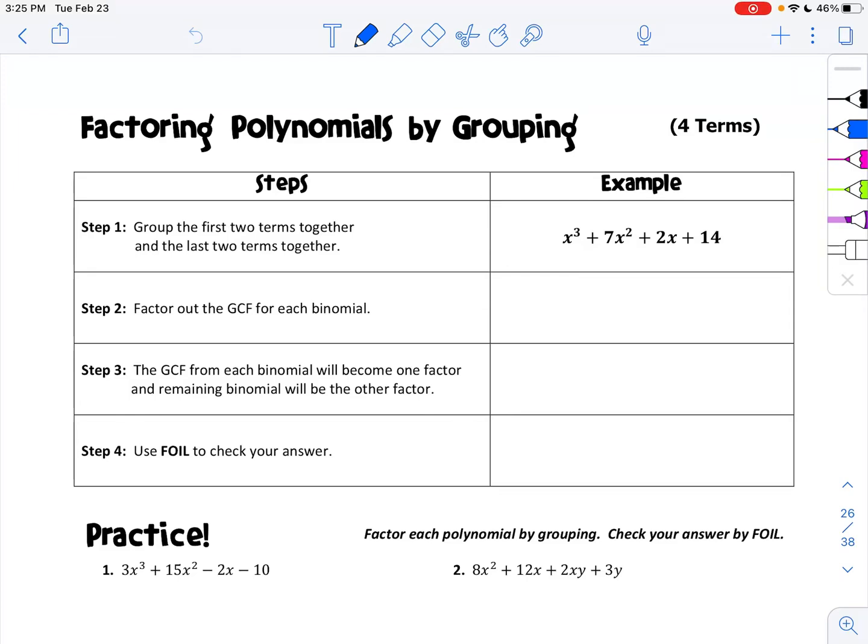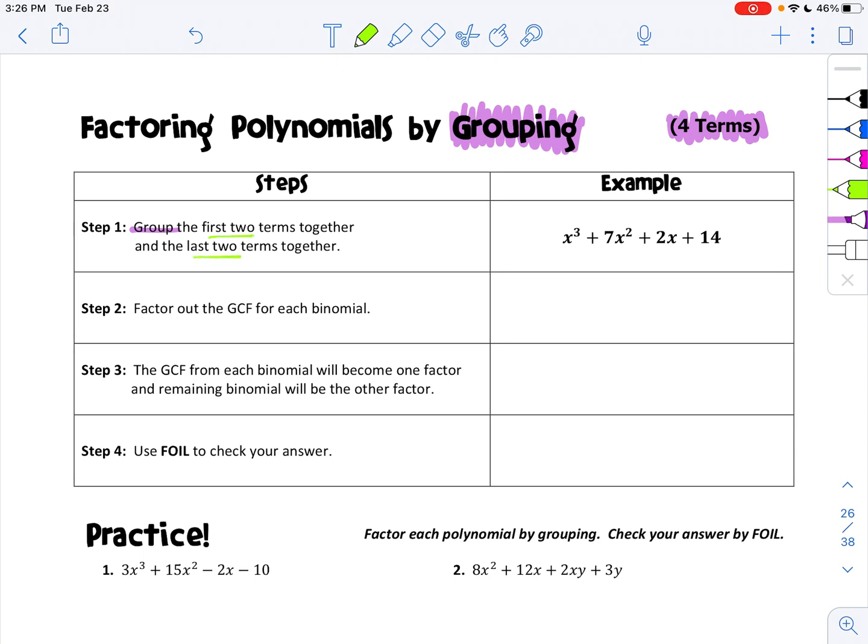In this lesson, we're going to look at one more way of factoring. This way of factoring is when you have a polynomial with 4 terms. And this method is factoring by grouping. The first step in factoring by grouping is to group your terms together. You want to group your first 2 terms together and your last 2 terms together.